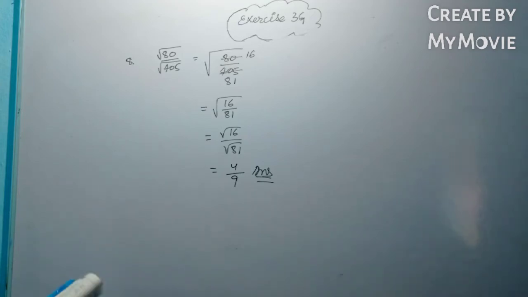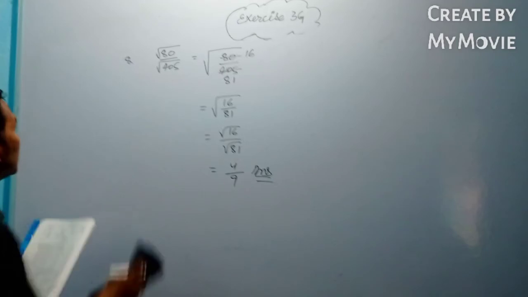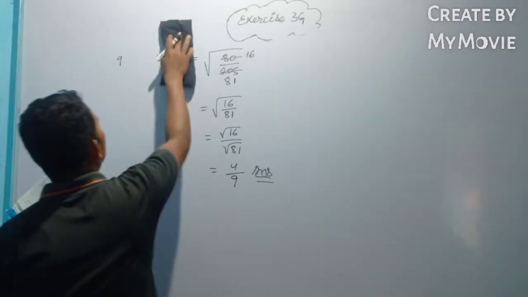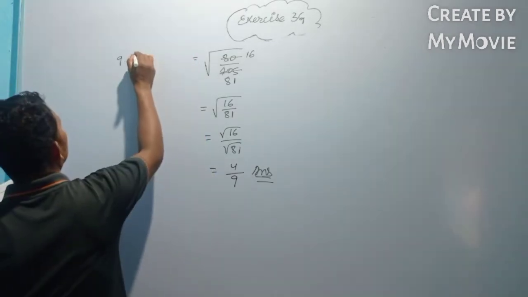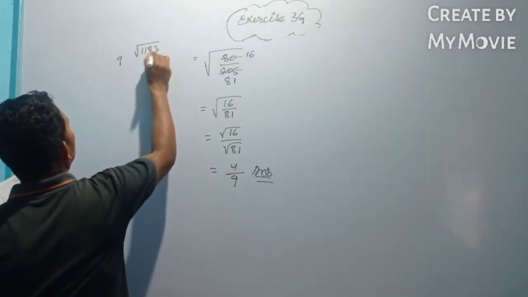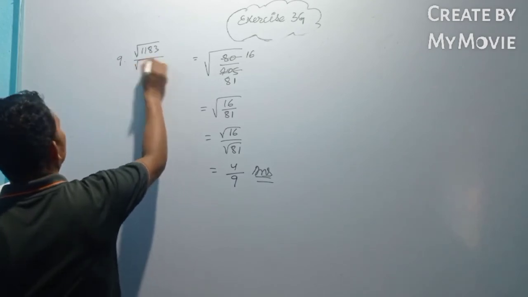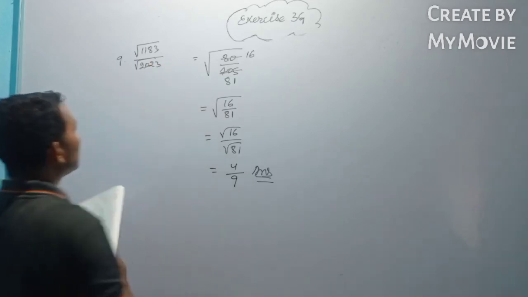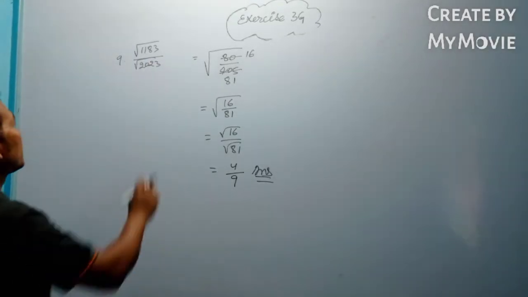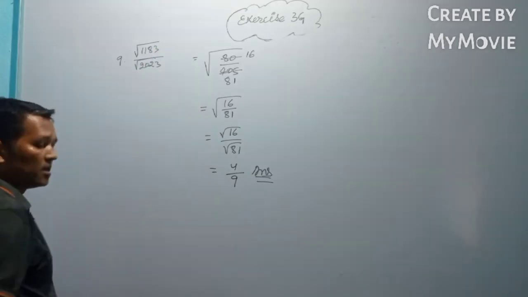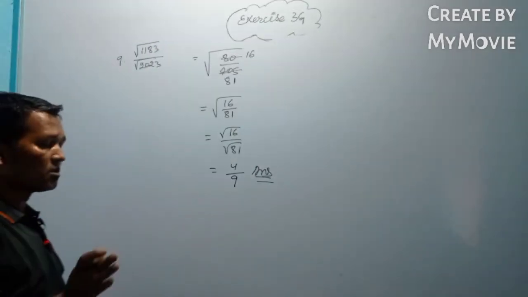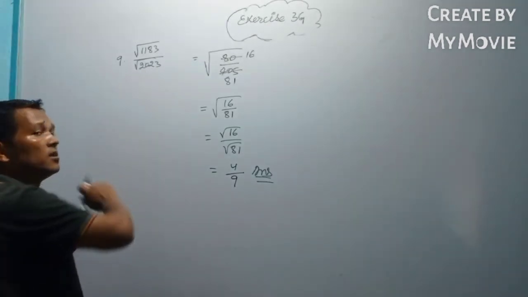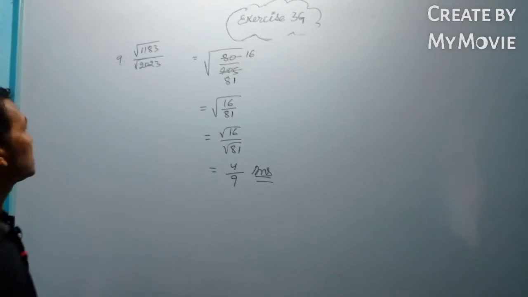Okay. Now question number 9. Question number 9 is square root of 1183 upon square root of 2023. And these two numbers also, see, these have units as 3. A perfect square does not have 3 in the place of unit. So first of all, you convert this into a perfect square.